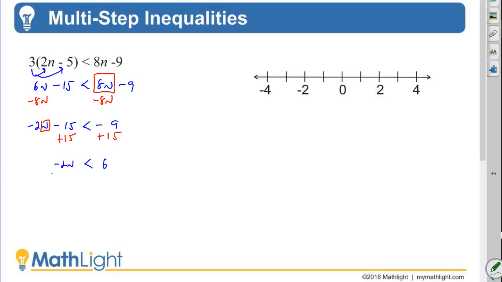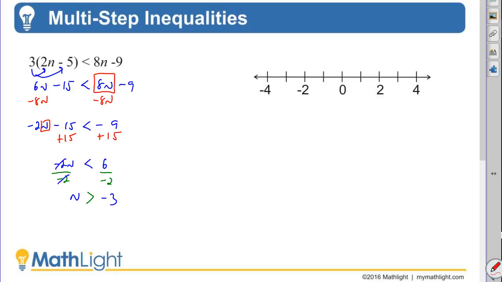I'm going to divide both sides by negative 2. And now I must flip my inequality symbol because I'm multiplying or dividing by a negative quantity. I've isolated my variable, and I get n greater than negative 3. Do you remember how to graph that?